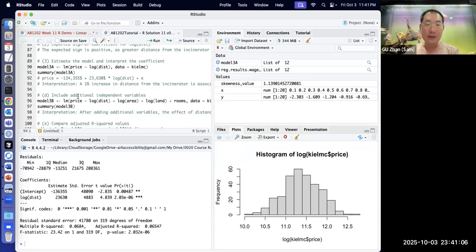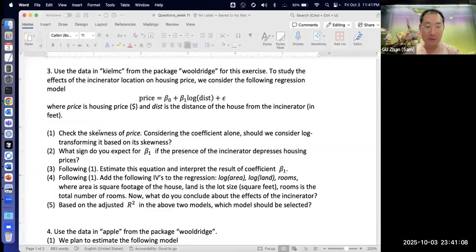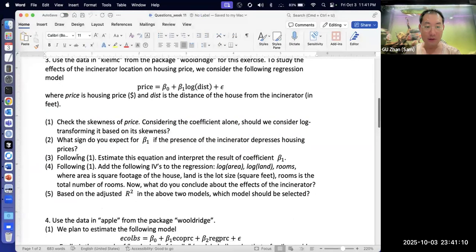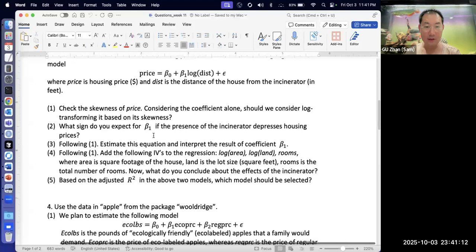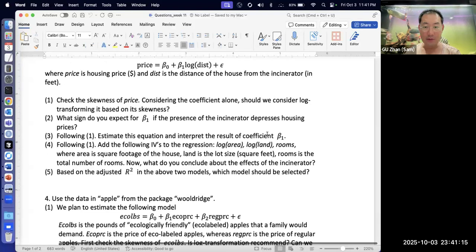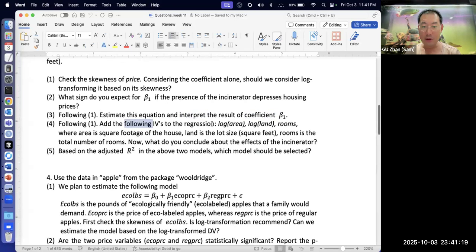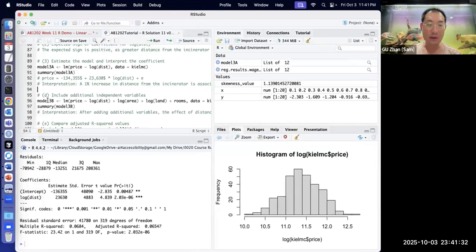Then include additional independent variables, which is A1, 2, 3, 4. Here, estimate and interpret the coefficient beta 1. So add the following independent variables: log area, log land, rooms, where the square foot of the house land is the lot size, and so on. Now look at the effect of the incinerator. So we have a model B, price regressed on a few more variables.